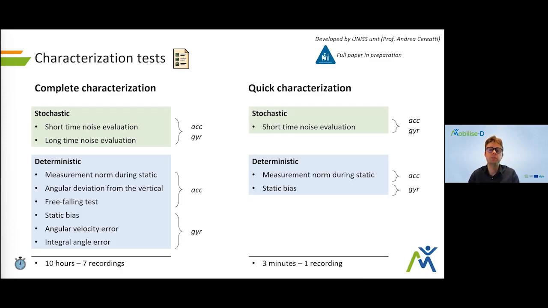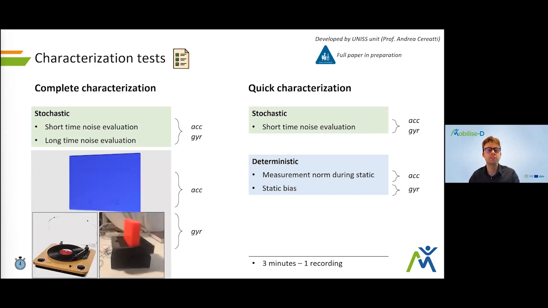We can distinguish between two levels of tests. We can perform, in fact, a complete characterization of the IMUs before the distribution to the clinical centers, but also a quick characterization, which can be executed before each experimental session. The complete characterization consists of a comprehensive battery of tests. Of course, this type of characterization is time demanding, takes about 10 hours, and requires expert users. On the contrary, the quick characterization can be performed by acquiring a single recording of few minutes. Moreover, additional equipment is required for the complete characterization.